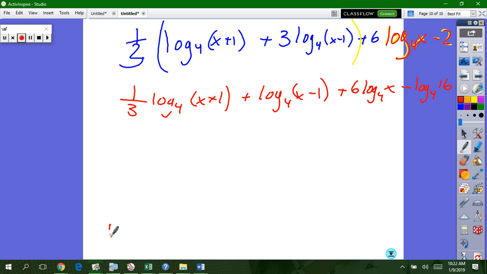I had somebody last week say, Mr. Roberts, could I do log base 2 of 4? Log base 2 of 4 is 2. But why am I not going to use that? Because all these other guys are base 4. So I want him to be base 4. So how did I do that? Well, ladies and gentlemen, I said 4 to that power is that number.